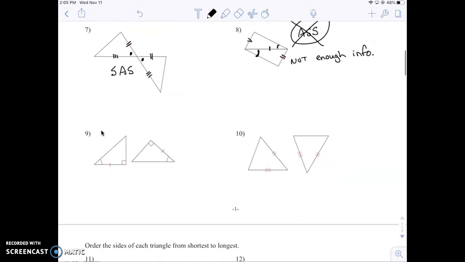Okay, so now we're down here and we have an angle, a side, and an angle. Angle, side, angle is acceptable. And here we have side, side, and that's it. All they gave us was 2 pieces of information and we have to use 3. So not enough info. Neat. Well, we're just plugging along here.